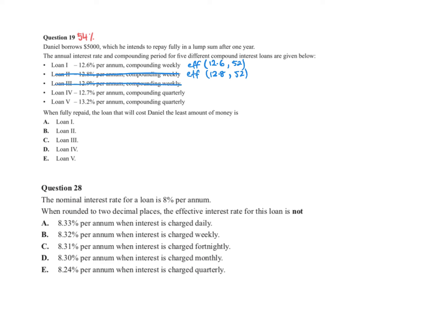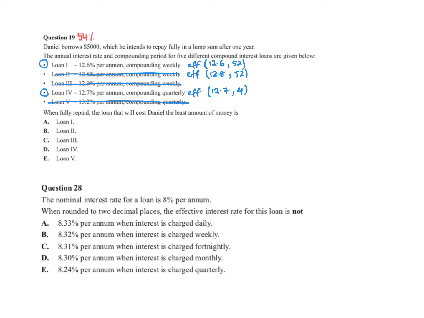Down here, this is a different scenario, so I'm not too sure whether that would give a different number. So I'm going to check that one. And quarterly, so that's 4. And the last one is also quarterly, but a higher interest rate, so I'll get rid of that one. So really, I only have to test 2 of them. So let's see what that is.